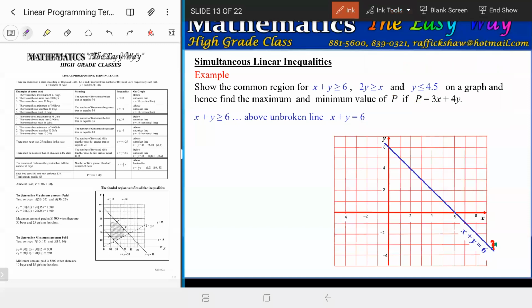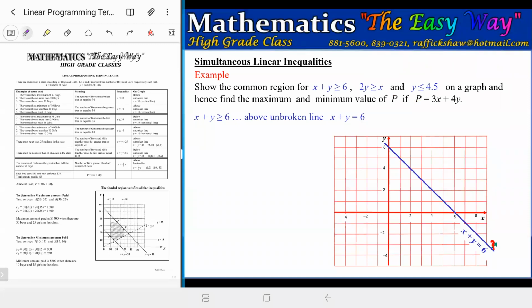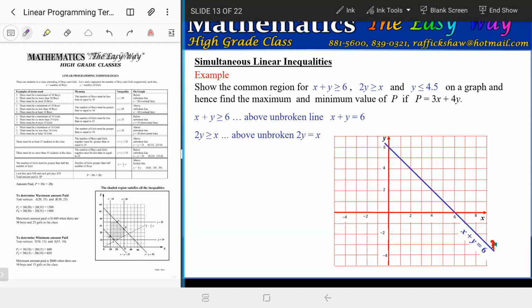All right, like that. The next line to draw is the line 2y greater than or equal to x. You need to show the line 2y equals x and the region above. So the y on the left side again is positive, and so the greater than means above. The equal is there, and so the line is drawn unbroken.